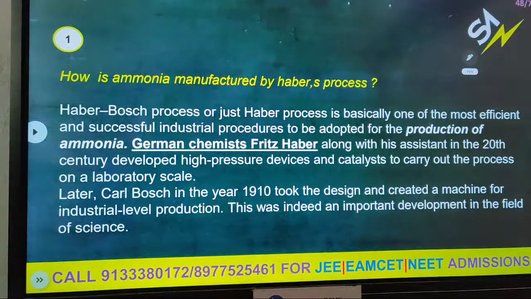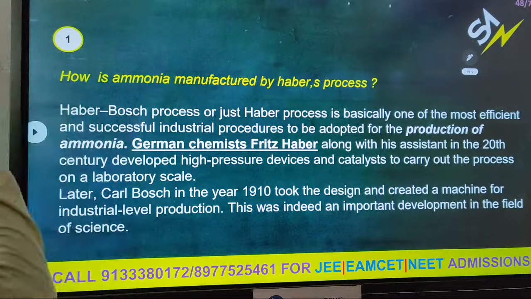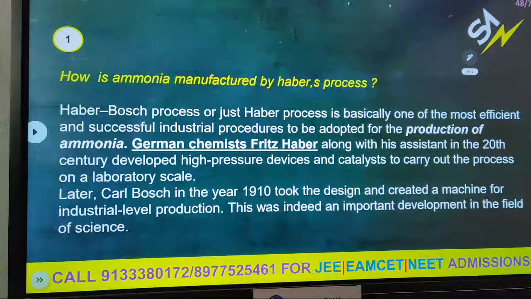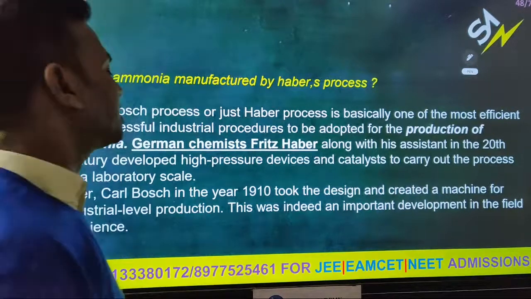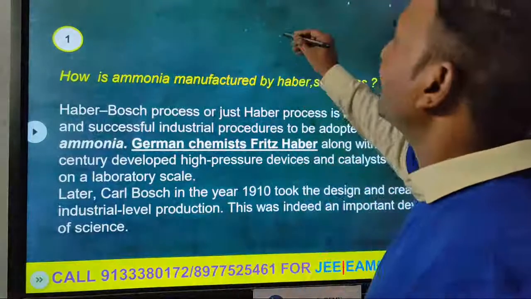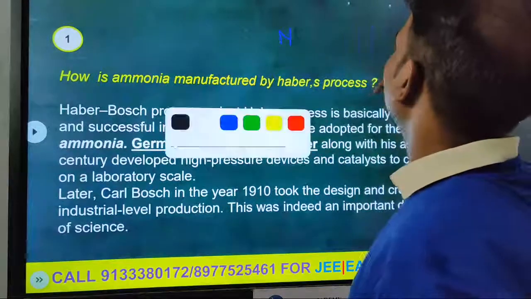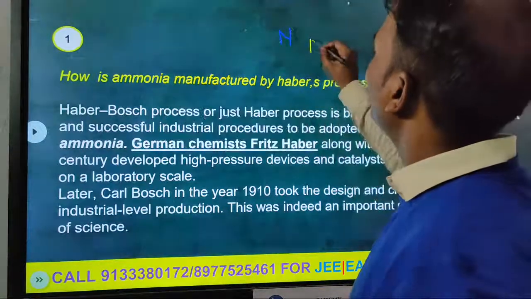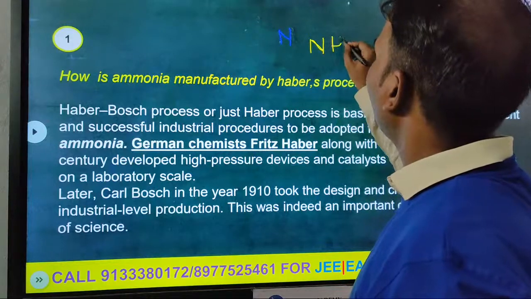Now in this P block elements, what are the questions? First, see the 8 marks question. How is ammonia manufactured by Haber's process? Ammonia is a nitrogen hydride. So what is ammonia? Ammonia is nitrogen hydride.